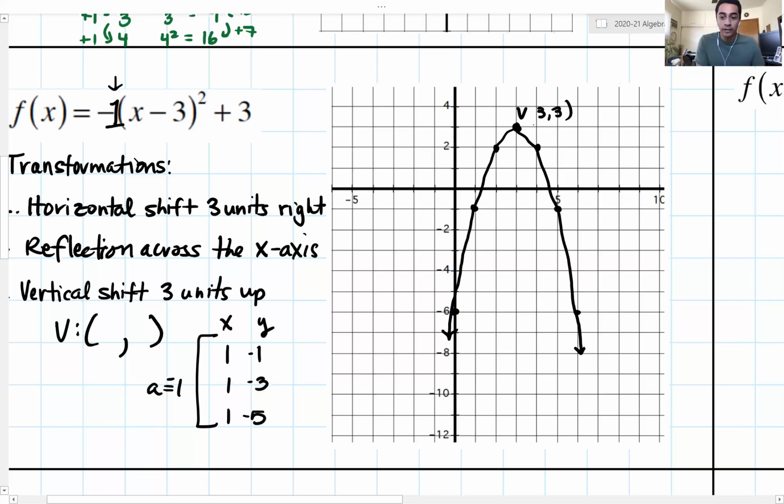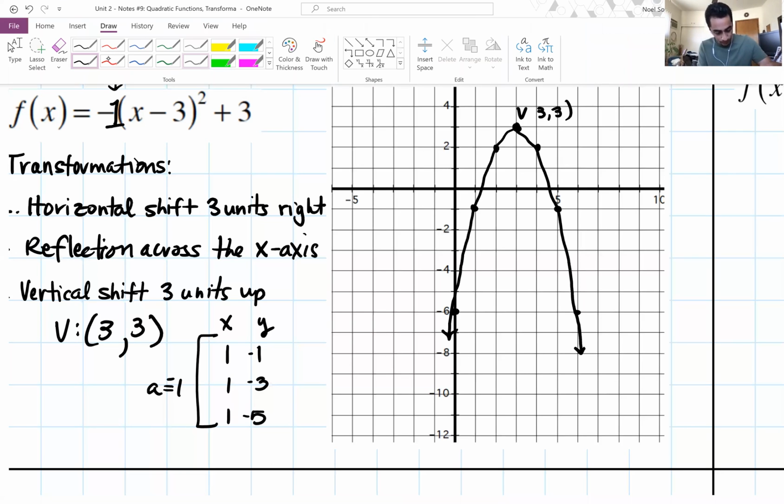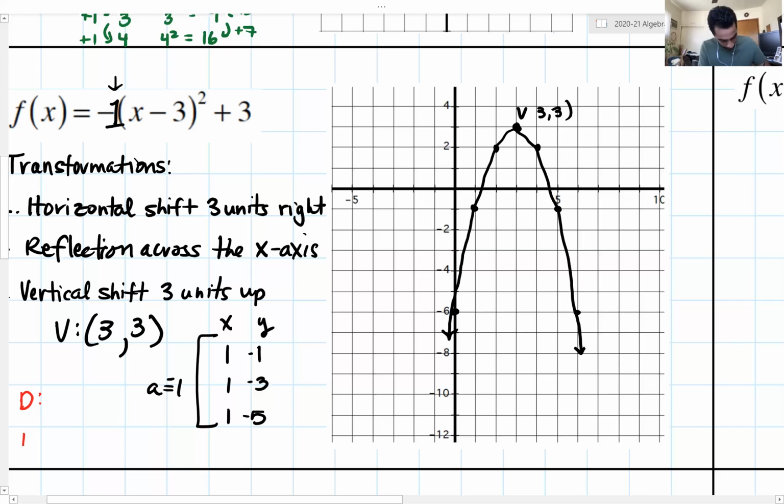All right. So now, final thing, right? Let's discuss, I'm sorry, I should have put vertex here. Let's discuss the domain and the range for this function. What could you tell me about the domain? What do we know about parabolas? What do we know about quadratics? It's still all real numbers.